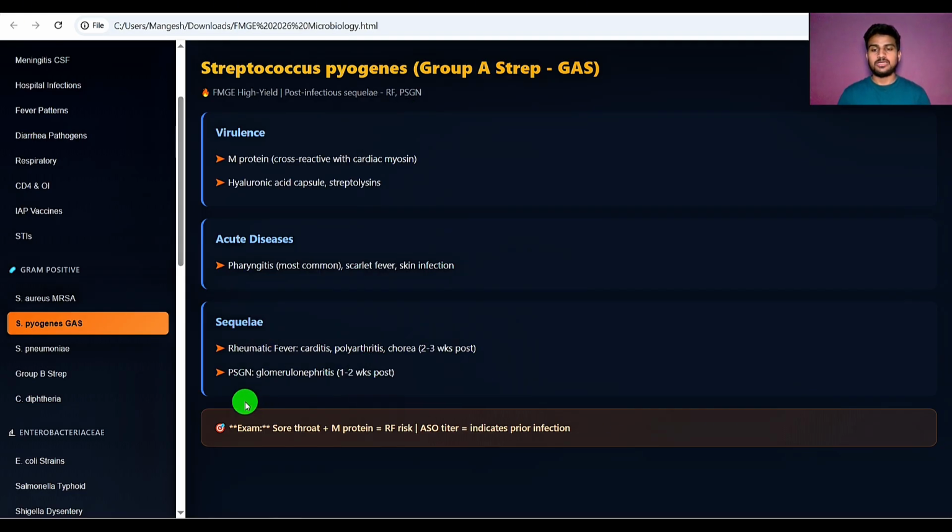this infection. So from an exam point of view, we have to remember that if there is a sore throat, plus a mention of M protein or hyaluronic acid capsule or streptolysin, or if they mention a protein that cross-reacts with cardiac myosin, then all these things point towards Streptococcus pyogenes. So you have to remember this. And there is something called the ASO titer, which is an indication of prior infection.